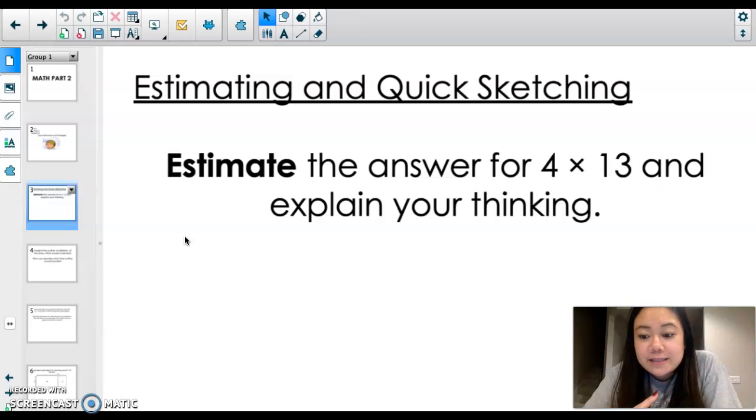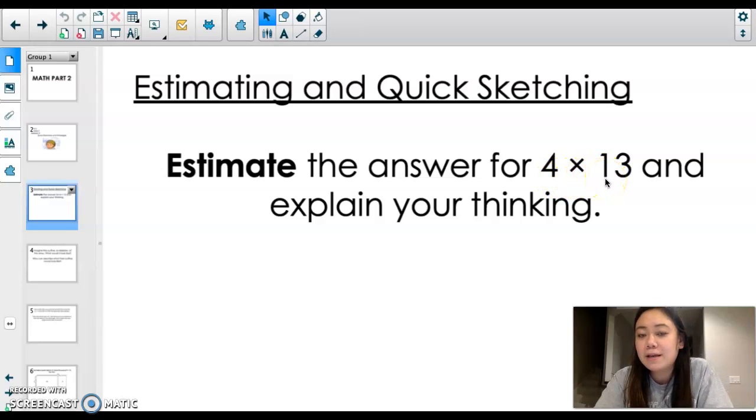Estimating for math usually means like a really educated guess. So like for science, estimating is kind of like a hypothesis and a prediction. So for math, estimate means what should our answer be close to? So for math, we do estimating by rounding, and rounding is making it to the nearest tens or the nearest 5. So making it a friendly number for us. So I would like you to estimate the answer for 4 times 13 and explain your thinking. So in your head right now, estimate the answer. So guess the answer, guess a reasonable answer for what 4 times 13 is, or 4 groups of 13.